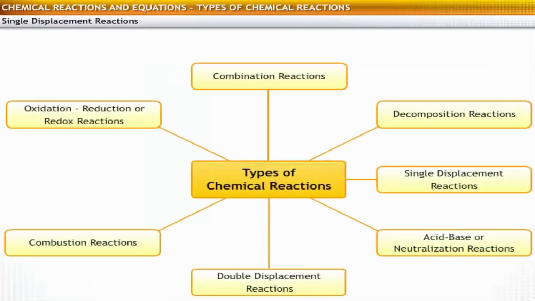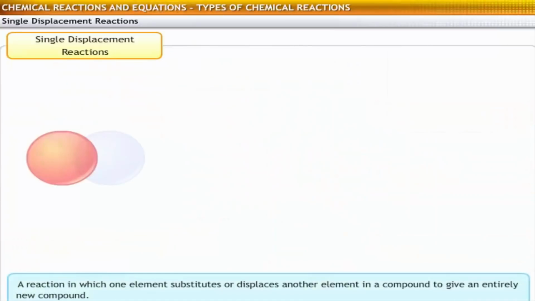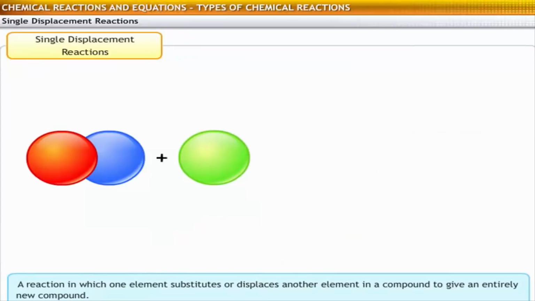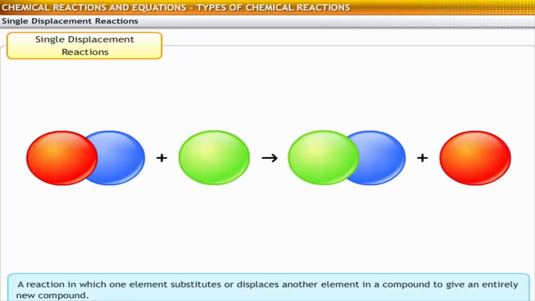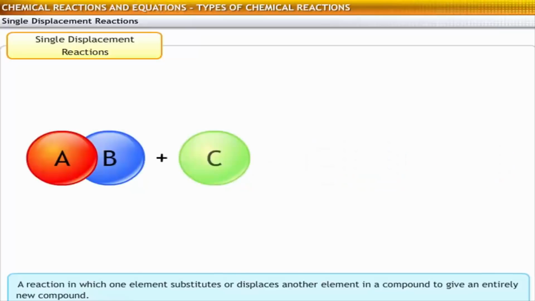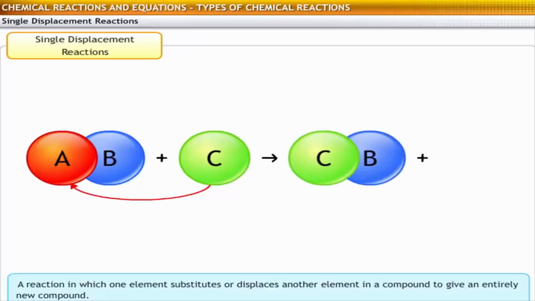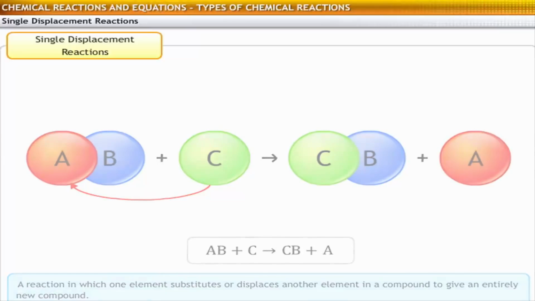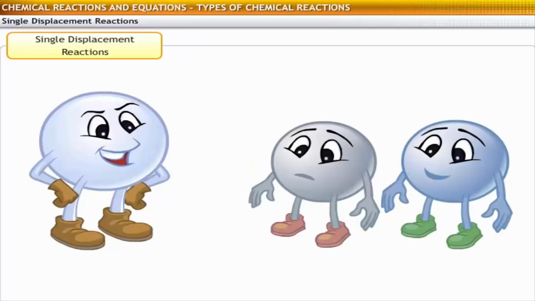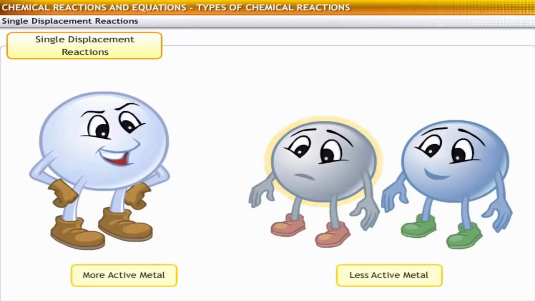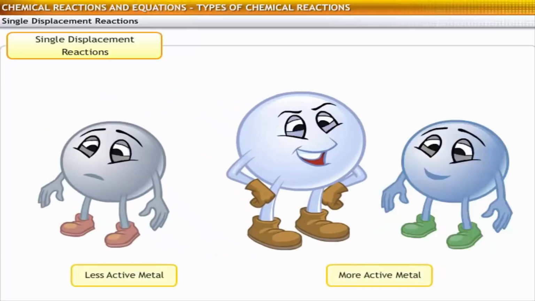Now let us look at the displacement reaction, beginning with the single displacement reactions. A single displacement reaction is a reaction in which an element reacts with a compound to substitute or displace an element in that compound. The result is a new compound. The general form of the reaction is written as C displaces A in AB to form CB and A. Generally, in a single displacement reaction, a less active metal is displaced by a more active metal.